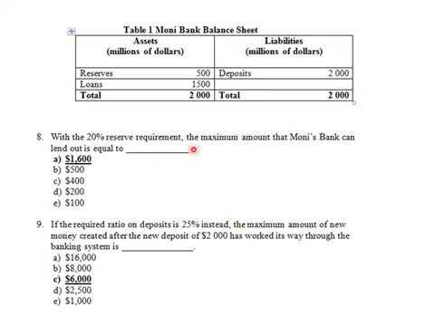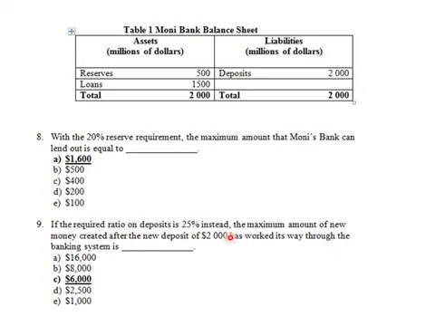Now for question 8, it asks us that with this 20% reserve requirement, what is the maximum amount that the bank can lend out. Just now we have already calculated 20% of this deposit that the bank must keep as cash reserves, as required reserves. So it's 20% times 2,000, the bank must keep $400 with it. The remainder, $1,600, it can lend out. So it can lend out a maximum of $1,600.